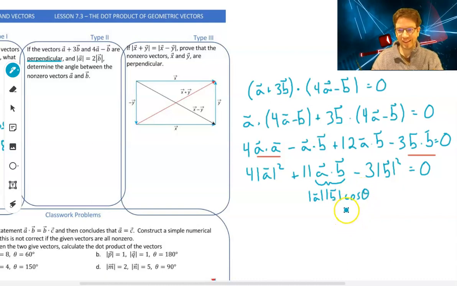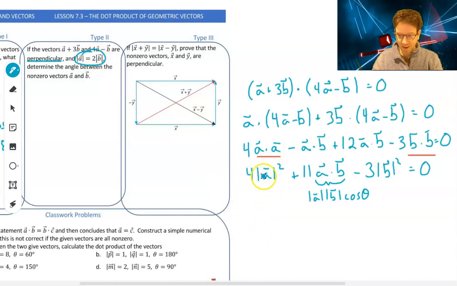If we've kind of forgotten what I'm actually looking for in this question, it says determine the angle between a and b. And that's what that theta is going to be, because it's for the dot product a dot b. And we also know something else in the question. It says the magnitude of a is twice the magnitude of b. So I can do a little substitution here. And anytime I have magnitude of a, I can substitute 2b.